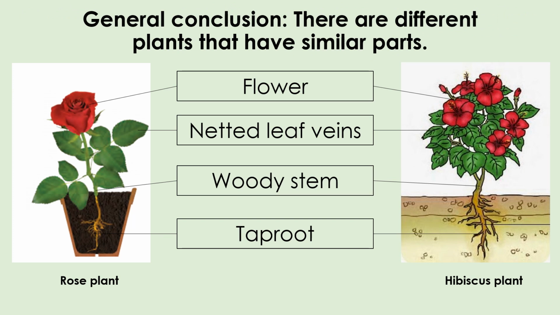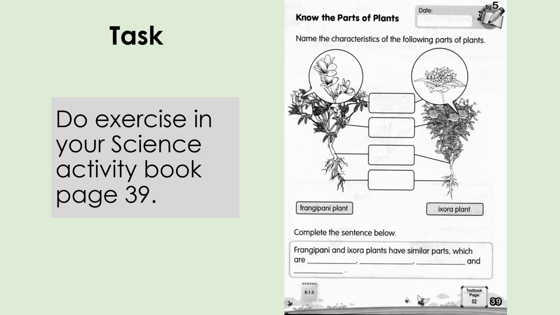We can make a general conclusion from activity 1. The conclusion is, there are different plants that have similar parts. I hope you understand. Task for activity 1. Do exercise in your science activity book, page 39.